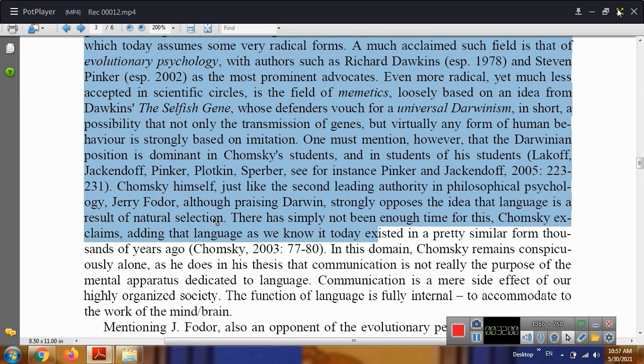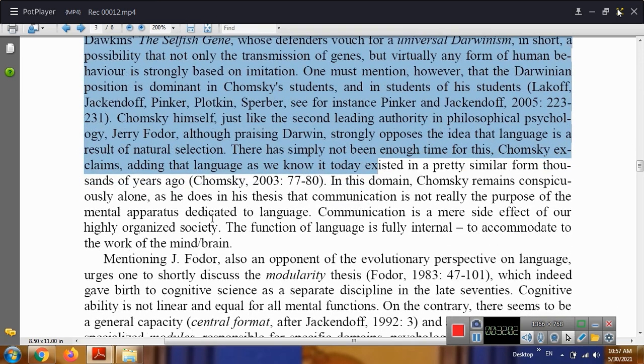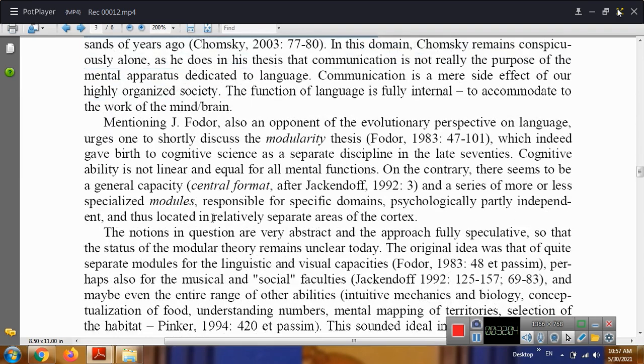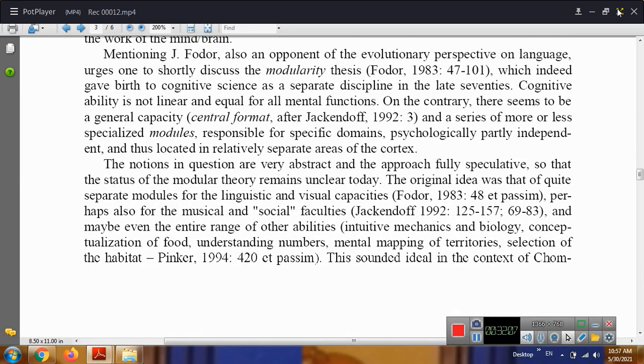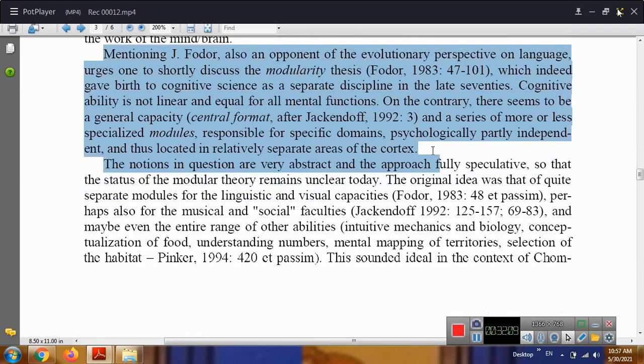Okay, this paragraph explains the rationalist idea of Chomsky and his view of communication. Mentioning J. Fodor, also an opponent of the evolutionary perspective on language, urges one to shortly discuss the modularity thesis, which indeed gave birth to cognitive science as a separate discipline in the late 70s.